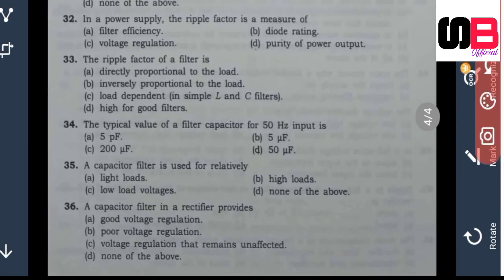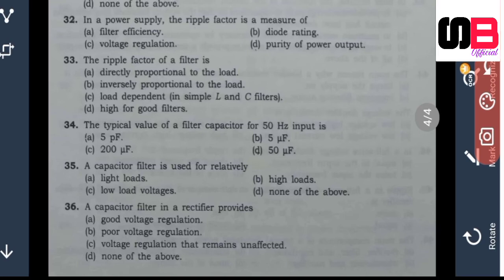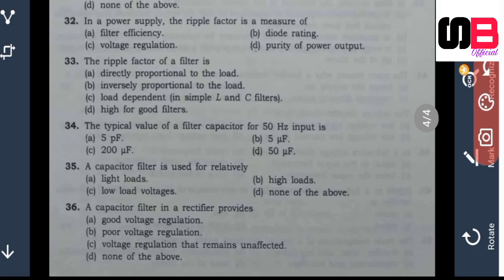Now the question number 32. In a power supply, the ripple factor is a measure of filter efficiency, diode rating, voltage regulation, purity of power output. Okay, so the answer is option D, purity of power output.